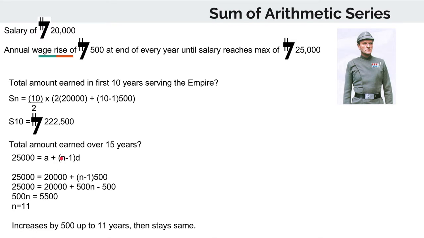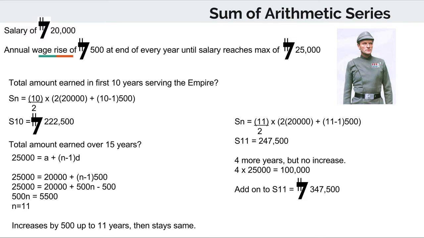We use a plus n minus 1d to find what year it stops increasing, using the value of 25,000 as the nth term, and we solve for n. So we find out that it increases by 500 up to 11 years. Then it stays the same. And for this period when it stays the same, we have 4 more years to go. So, first of all, let's find how much he earns in that 11 years using the formula, which is 247,500.